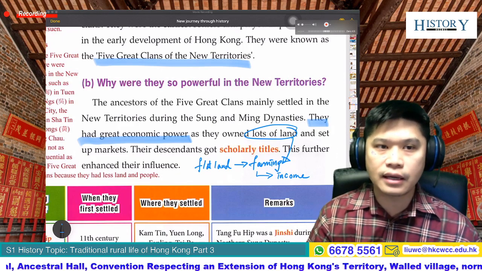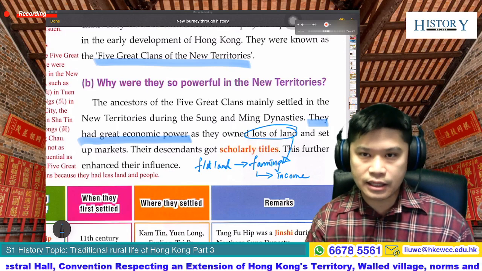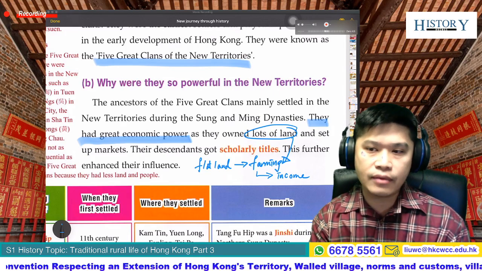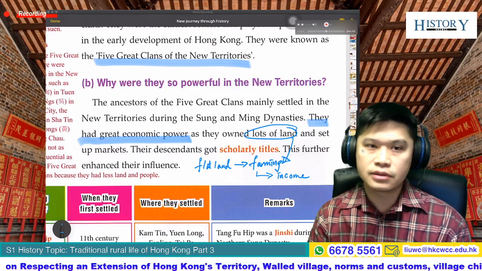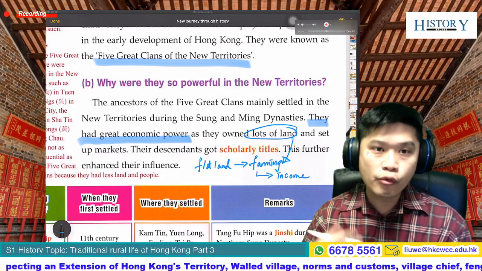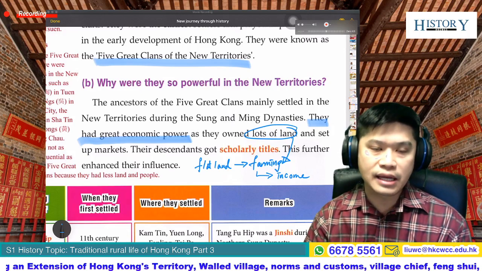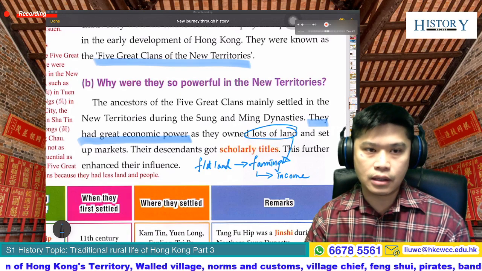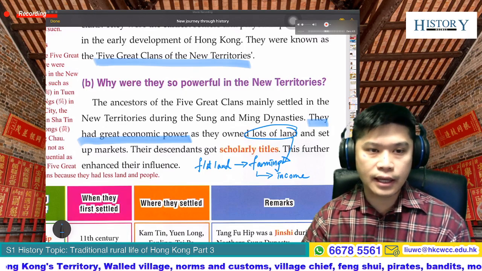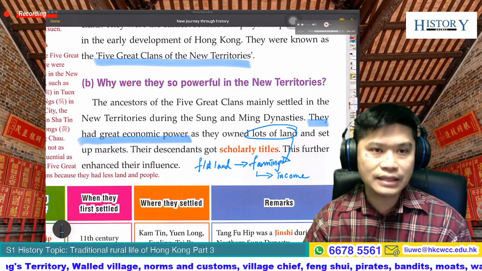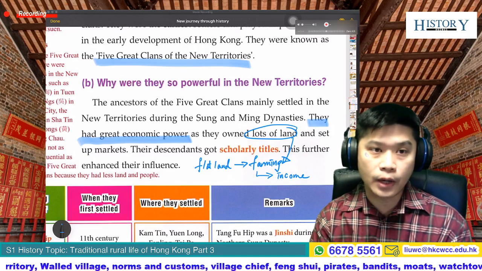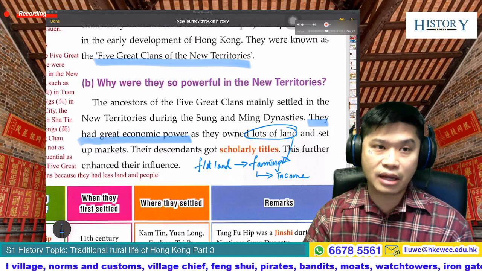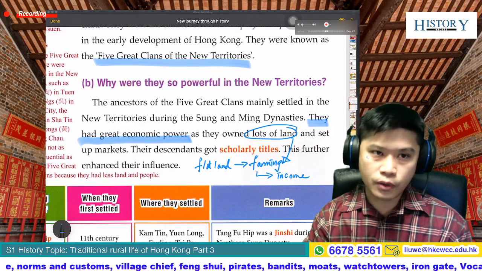Okay, so why can they generate higher income when they have a lot of land? First, if they owned lots of land, it means they can carry out the farming by themselves. The second point is that they can rent the land to others for farming. 佢哋有塊地，未必需要自己耕作，可以租俾其他人，所以一樣會有收入。So as they settled in Hong Kong early, they could have more fat land and higher income. So therefore great economic power. That would be the first point.